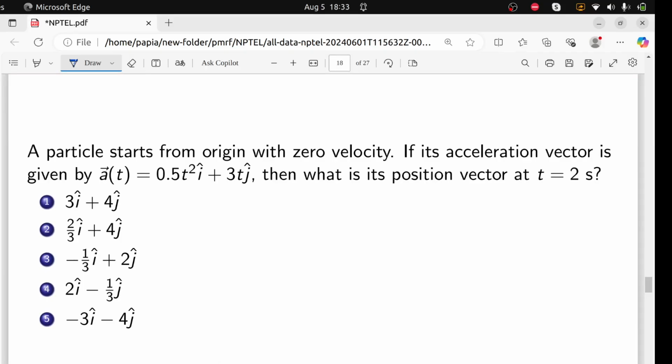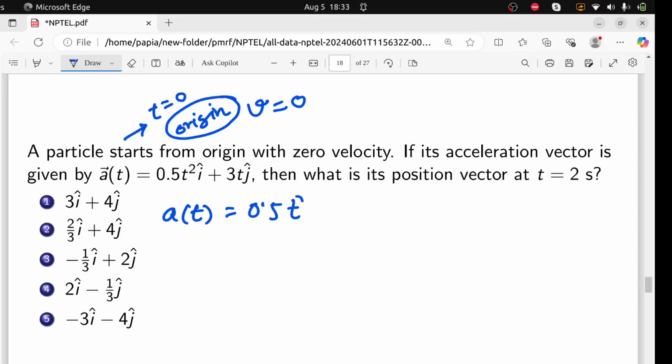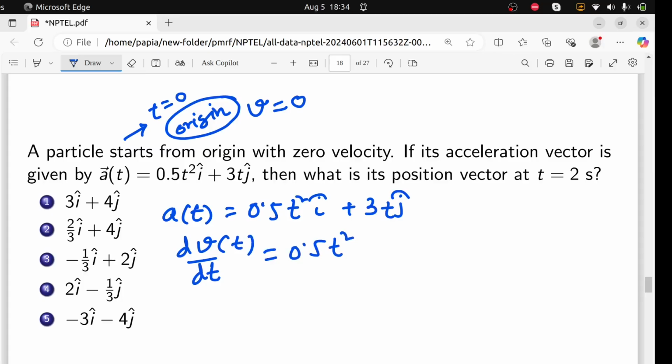Now coming to the next question. A particle starts from origin with 0 velocity. Okay, very good. It is telling that at t equals 0, origin means t equals 0, our velocity of the particle is 0. If its acceleration vector is given by 0.5 t square i cap plus 3t j cap. Okay, this is acceleration. So acceleration is what? Acceleration is dv/dt. So this is 0.5 t square i cap plus 3t j cap.